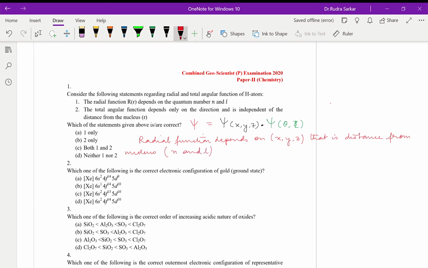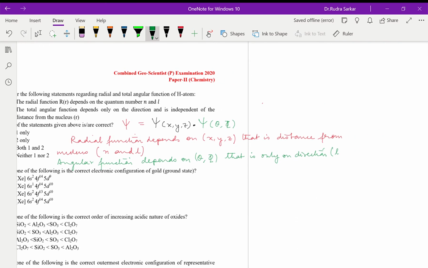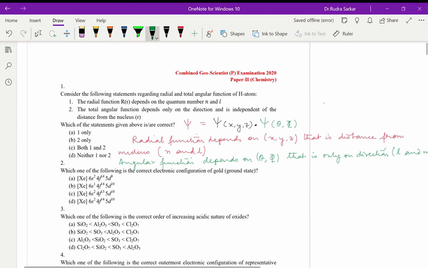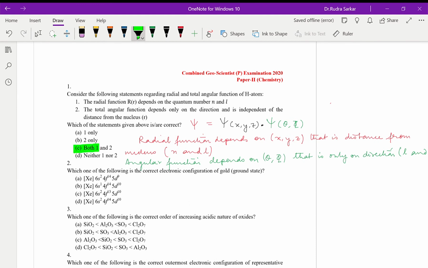Okay, whereas the angular function depends on theta and phi, as I have said before. That is to say, it is dependent only on direction, that is, how L is disposed. Okay, so l and ml. Hence we will say option C is the correct option over here.